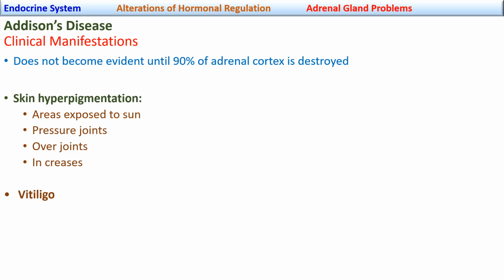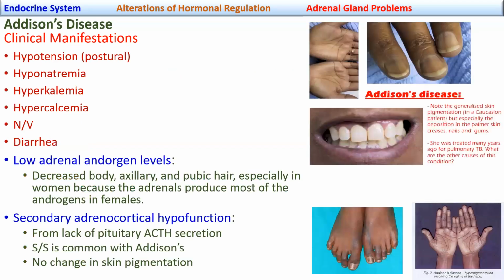The patient may develop progressive weakness, fatigue, weight loss, anorexia. These are like primary features of Addison's disease. The patient will have skin hyperpigmentation, and here you can see that there are areas of hyperpigmentation of the skin exposed to sun, pressure points, over joints, and the creases.